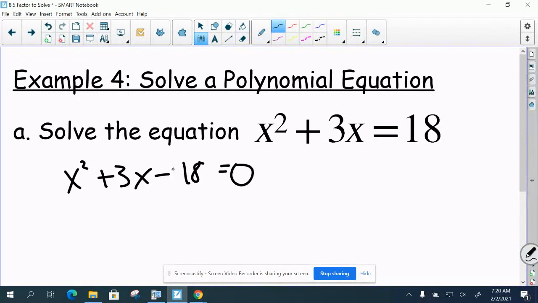All right, so now we're going to have to factor. So first step is to get it equal to 0. Second step is to factor, so write your two factors. And then the last step would be to set each factor equal to 0 and solve.